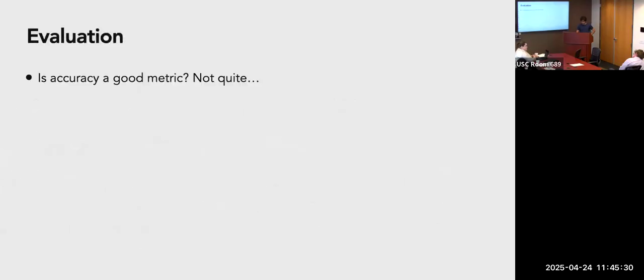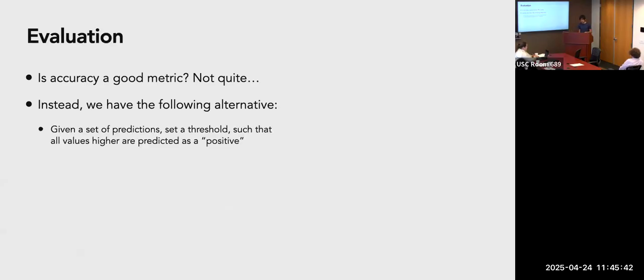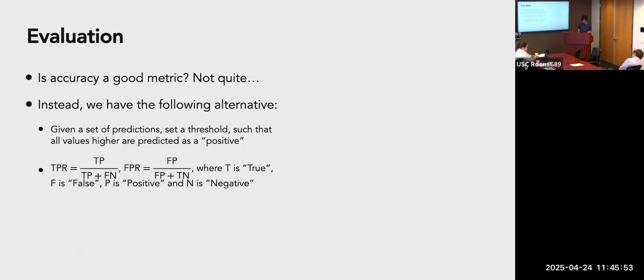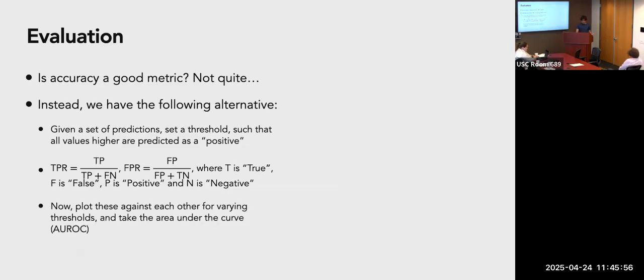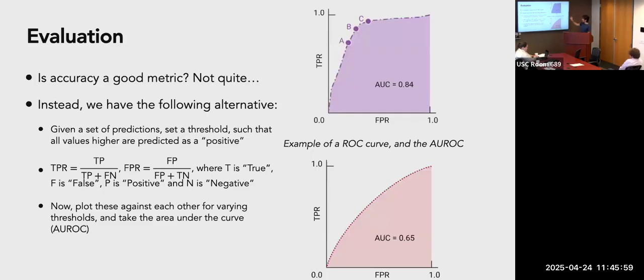Okay, and then quickly, how do we actually evaluate membership inference? You can just set a threshold and get an accuracy, but that's not quite the best thing. We have the following alternative instead. We have a set of scalar predictions. We're going to set a threshold, and then we're going to say all values higher are predicted as a positive, in this case, the member. We're going to get two metrics, the true positive rate and the false positive rate, and we can plot these against each other. It will look something like this. And then our metric, which we're going to report, is the area under this curve. It shows how you can balance true positive and false positive rate as you change your threshold. So this is a more real world use case than just a single threshold accuracy.